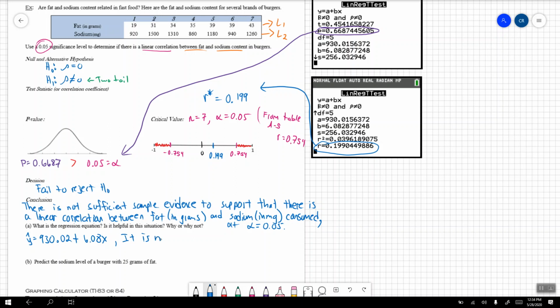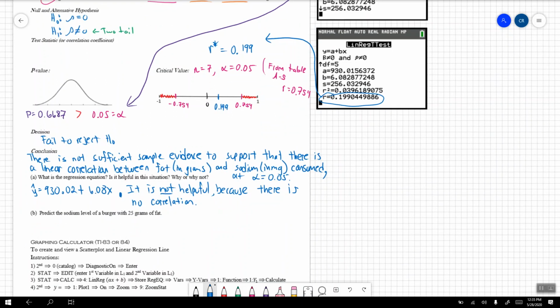So is it helpful in this situation? It is not helpful. Why not? Because there is no correlation. So it is not helpful because there is no correlation.